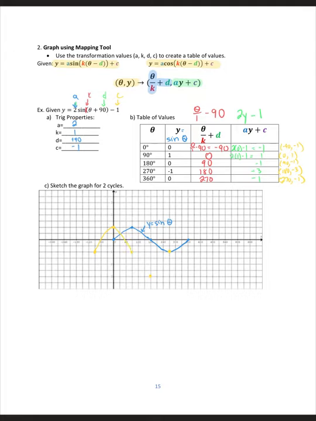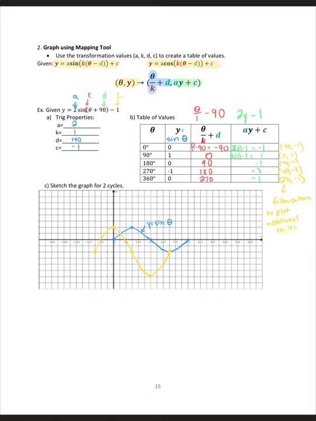we have one cycle. But if we wanted to repeat our pattern, we could follow the pattern that's happening here. So I would just say follow pattern to plot additional cycles.